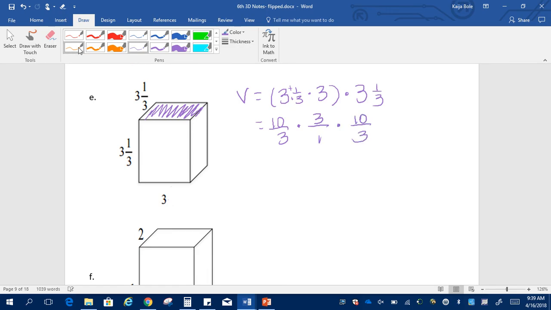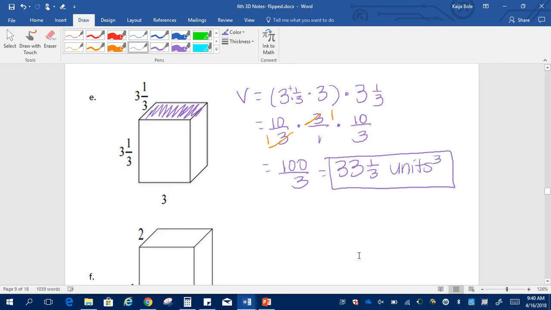So we cross divide here. These 3's cancel each other out. They become 1's. So now we just multiply across. 10 times 10 is 100 divided by 3. And when we convert this, this is 33 1/3 units cubed.